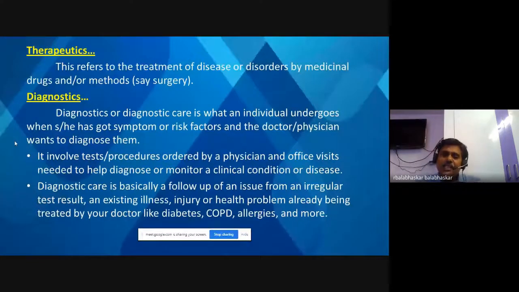So this is what, in simple terms, we just put it like a lab, a general lab, a lab that is nearby to your place, or a bigger lab. Those labs come under the broad category of diagnostics and preventive to such an extent. And when the same thing is going to happen inside a hospital and a hospital associated lab, then it becomes therapeutics.